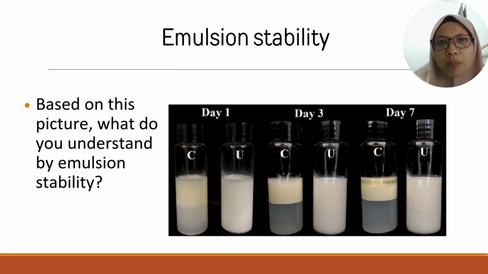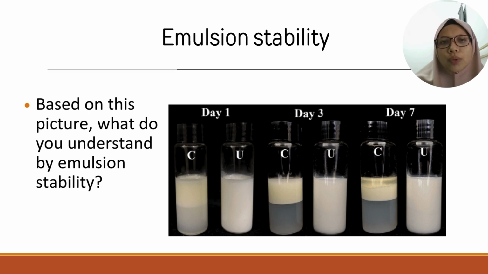Okay, the most important criterion for the selection of an emulsifier is the stability. It means that if you work in a food manufacturer, in a food factory, and you are going to use an emulsifier to develop a new product, what is important is the stability of the emulsion in your product.